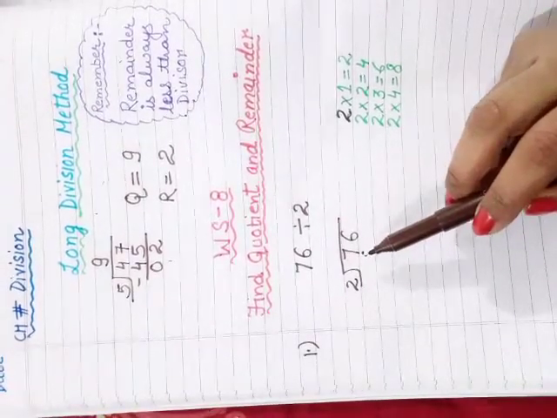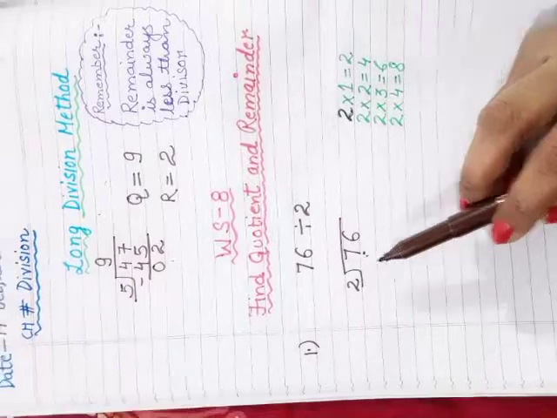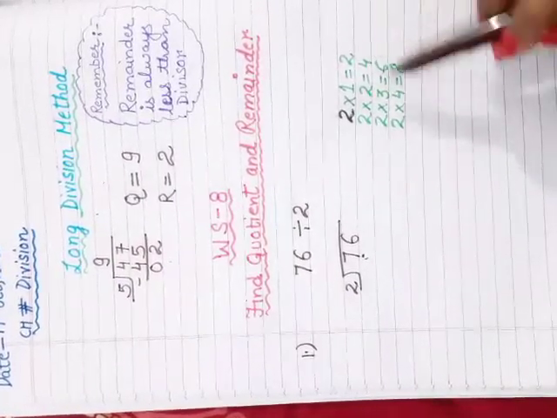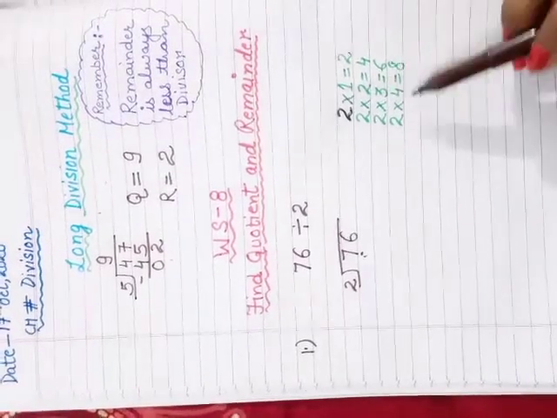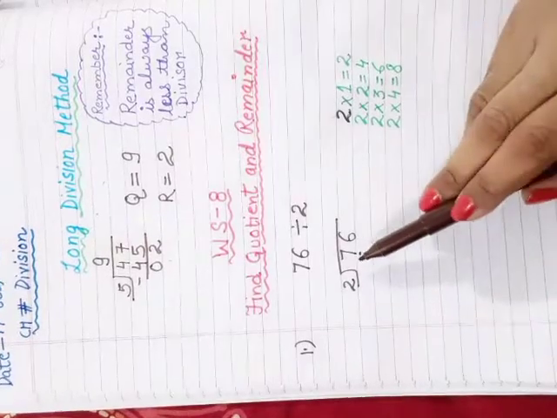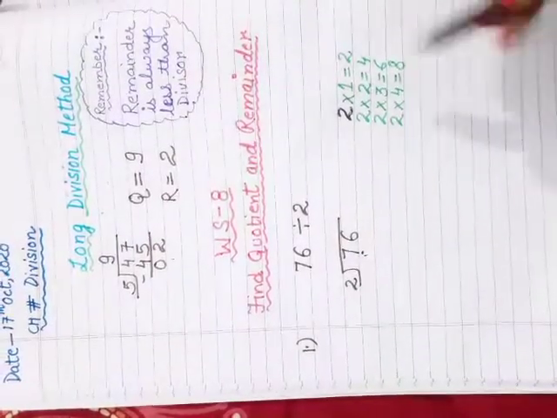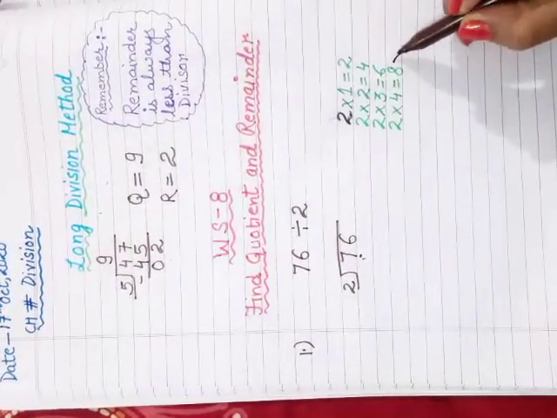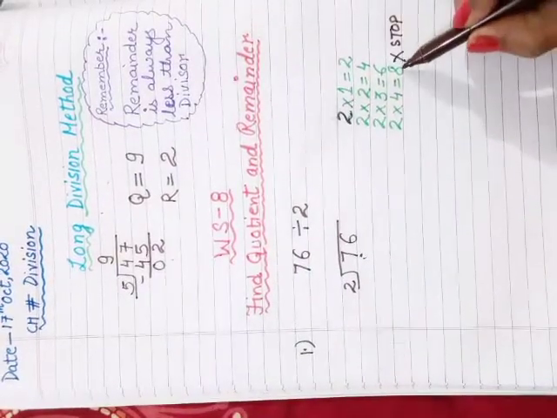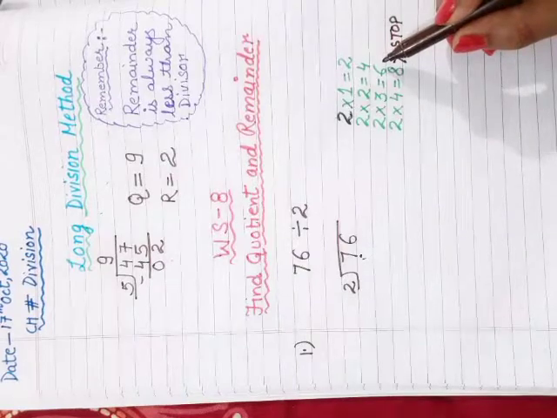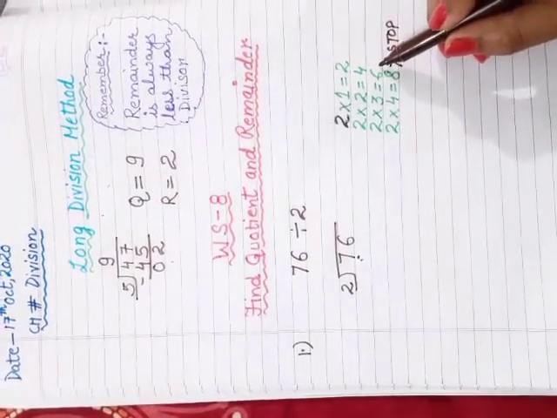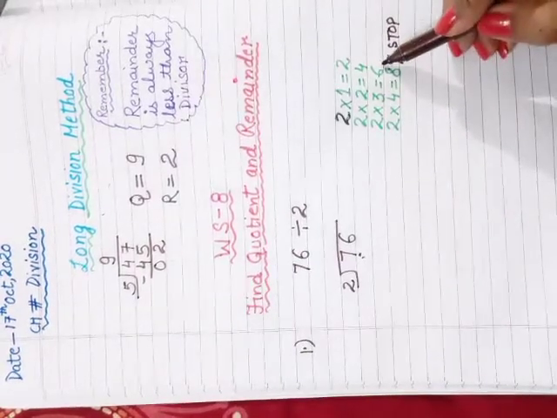So now let us recite the table of 2. 2 1s are 2, 2 2s are 4, 2 3s are 6 and 2 4s are 8. 8 is greater than 7, so we have to stop here. We will not choose 8. We will go back for another number. Here we get 6, so 2 3s are 6.